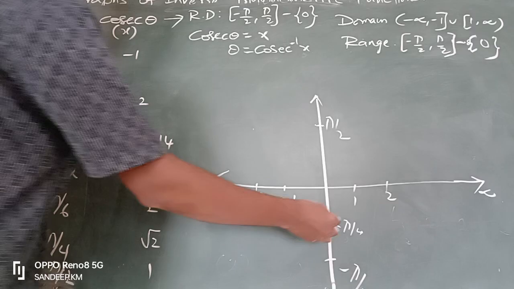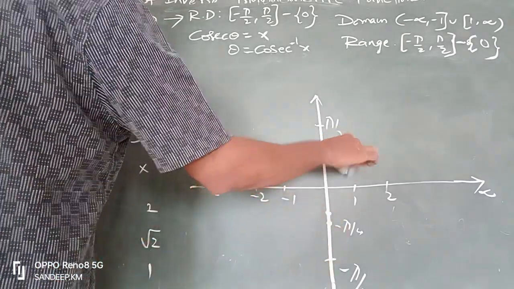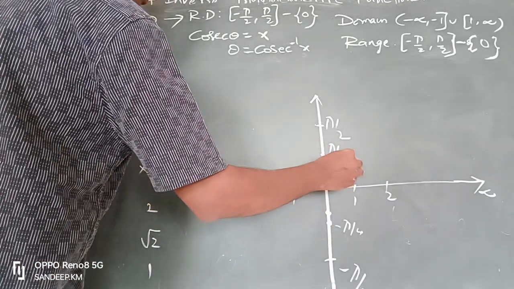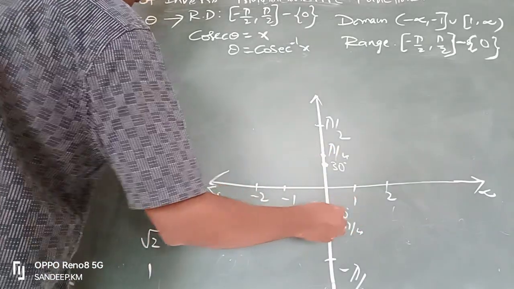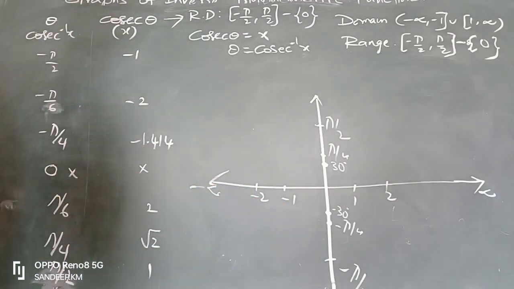Minus 30 degrees also, na? That comes here, minus 30 degrees. Okay, this is plus pi by 4 and this is plus 30 degrees, and here minus 30, this is minus 30. Okay, so now let us look at these inputs.